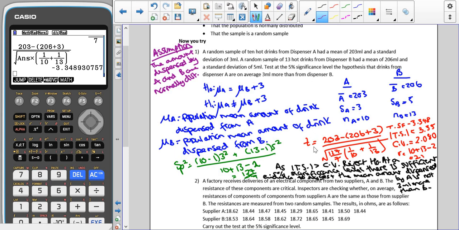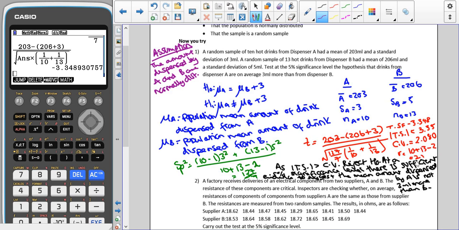Then I had to use my T formula. So if I was taking my mu B plus 3 to the other side, I'd have mu A, which is 203, minus mu B plus 3, which is 206 plus 3, divided by the square root of SP squared, which is our 127 divided by 7, times 1 over N1, which is 1 over 10, plus 1 over NB, which is 1 over 13. And that gave me a test statistic of minus 3.348. So then, because I want to make that positive, the size of my test statistic is going to be 3.35 to 3 significant figures.